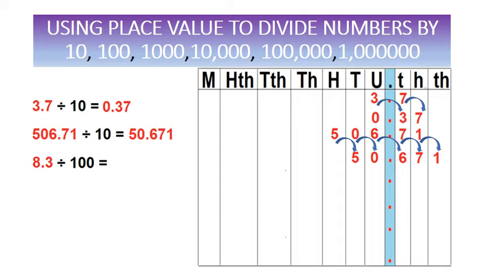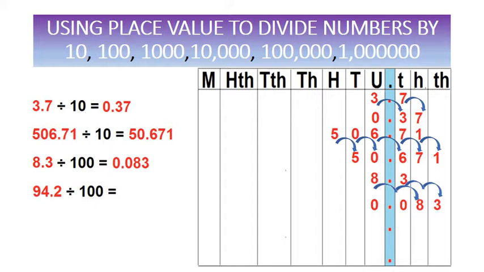Now we've got a decimal number divided by 100. And just as before, 100 has got 2 zeros, so we move all of those digits 2 places to the right, and then we've had to remember to put our placeholders in the tenths and the units column. So the answer is 0.083, which is 100 times smaller than 8.3. And one more example, 94.2 divided by 100. Again, all of those digits move 2 places to the right, and then we've put a placeholder in before the decimal point, and there's our answer.